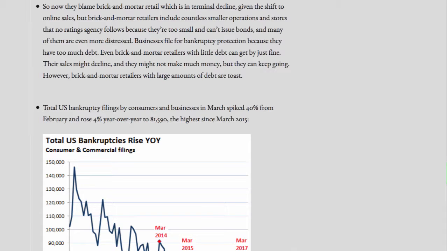Businesses file for bankruptcy protection because they have too much debt. Even brick and mortar retailers with little debt can get by just fine. Their sales might decline and they might not make much money, but they can keep going. However, brick and mortar retailers with high amounts of debt are toast.